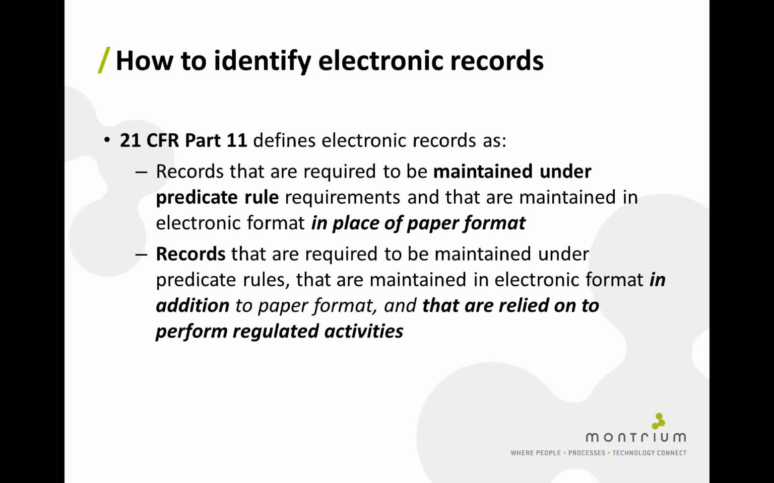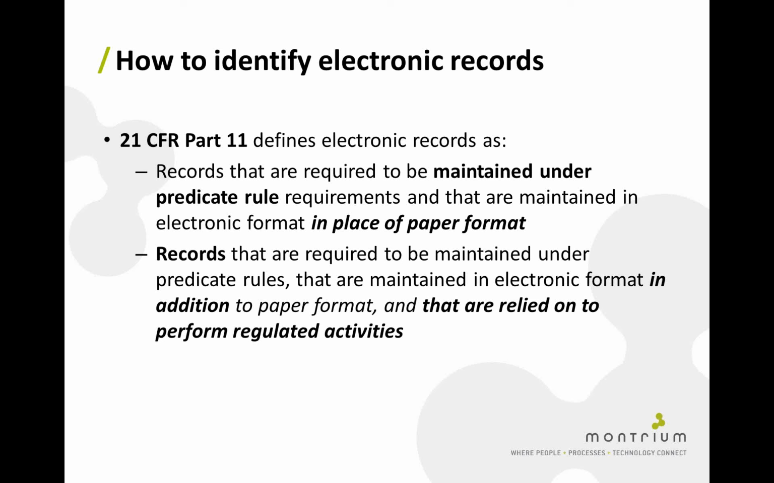So how do we actually identify electronic records? Because this is very important for us to ascertain exactly what we need to validate. In 21 CFR Part 11, Scope and Application 2003, there was a very clear definition given by the agencies as to what they consider to be electronic records. And there are 4 different definitions of electronic records. The first is any records that are required to be maintained under predicate rule requirements and that are maintained in electronic format in place of paper format.